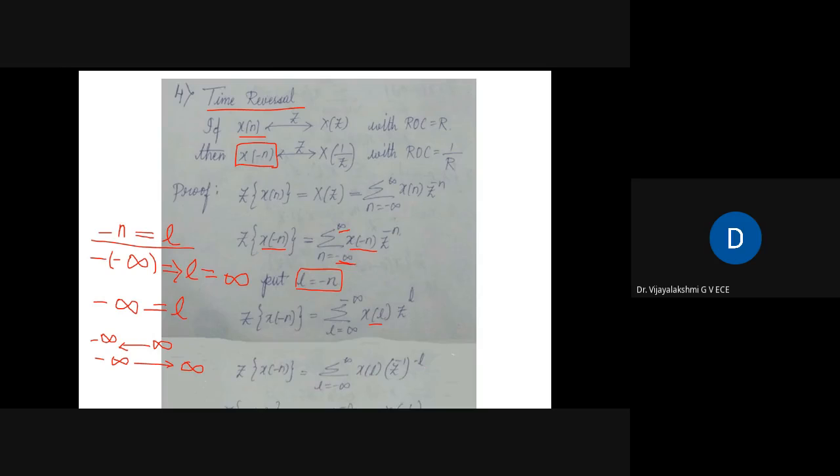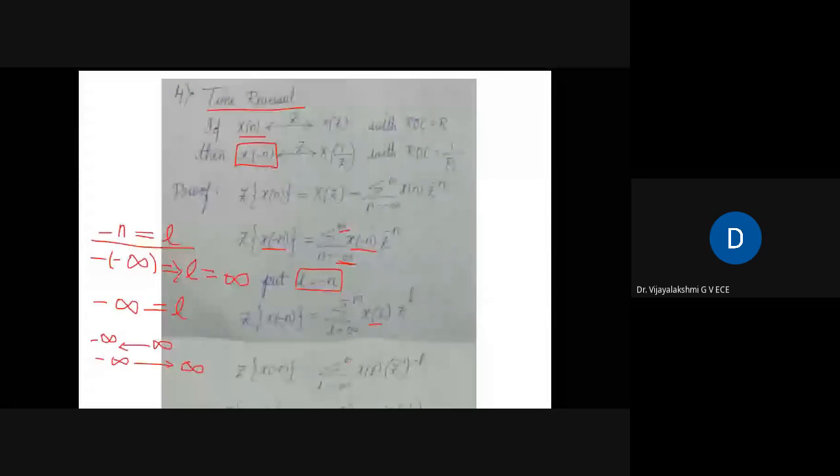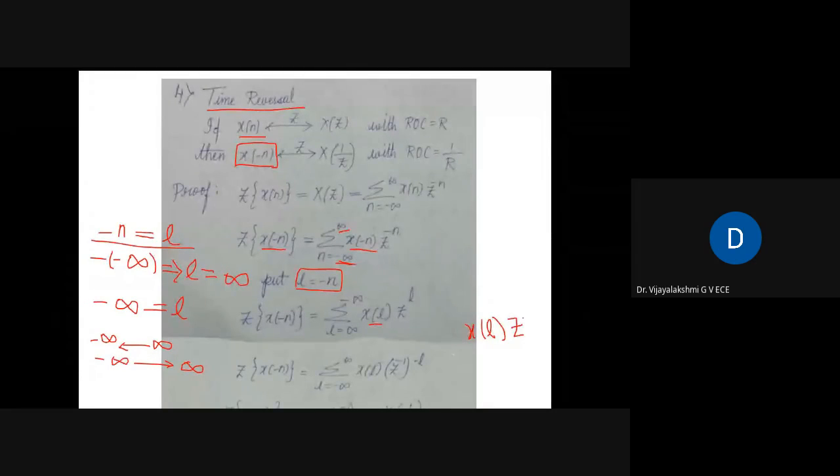Now I'll do a small change here. After changing L to vary from minus infinity to plus infinity, I have here x of L into z power L. Now, if I want to compare this with the given definition of the Z transform, I cannot compare, because in place of x of n I have x of L, but in place of z power minus n, I have z power L. So what I want to do is get a negative sign here.